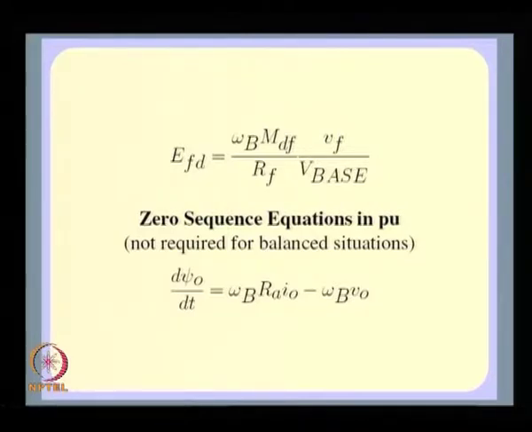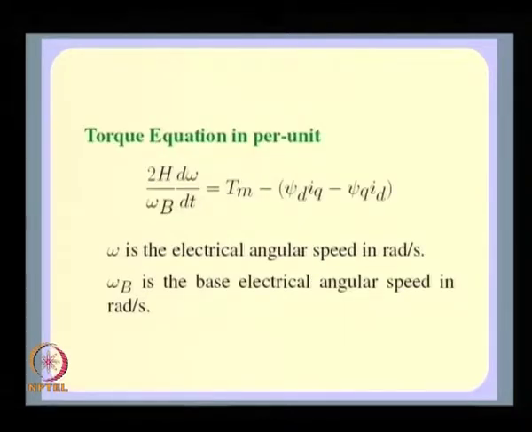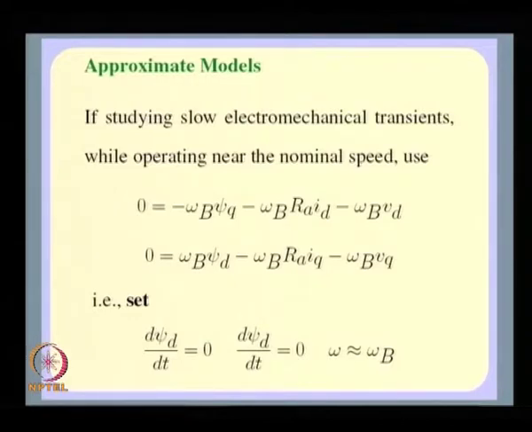Okay. Of course, we have zero sequence equations as well, which you may require to use in case you are doing unbalanced analysis. Okay. And we have the torque equation in per unit, that is relating the rate of change of the speed of the synchronous machine with the electromagnetic torque, which is a function of course of the fluxes and currents. Okay. So, this is where we are. Okay. This is a kind of Mount Everest of synchronous machine modeling. Now, we slide down Mount Everest and we look at approximate models.